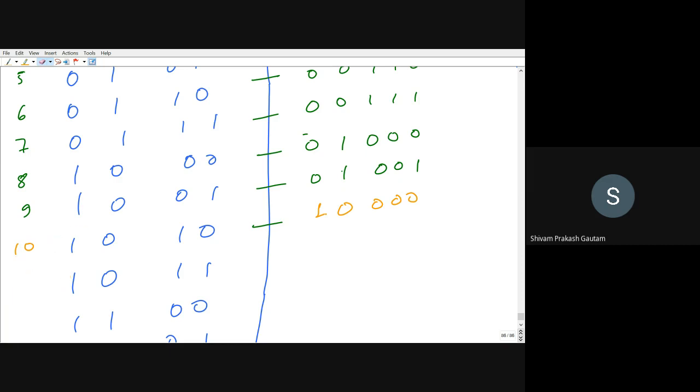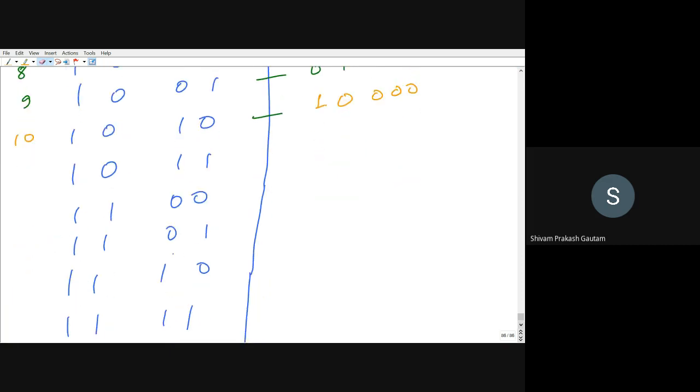Similarly, for 11, 12, 13, 14, and 15. For 11, this one will be represented by 4 bits of BCD, and this one will be represented by 4 bits of BCD. So the LSB one we can write as 0 0 0 1, and this one we can write 1. I'm not representing 0 here. You can write 0 here as well, but we will see that this bit will always remain 0.